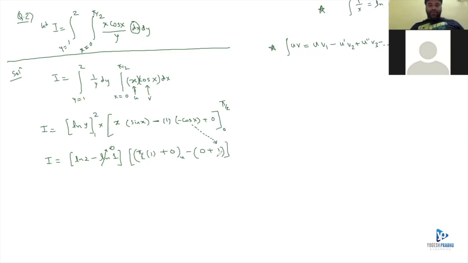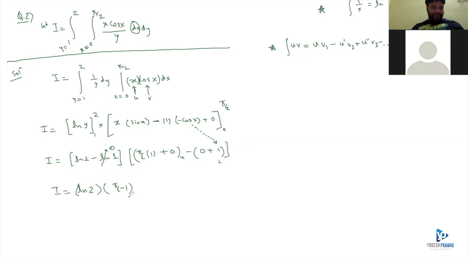So now what happens? Let's write down the final answer. This is I equals ln 2 times pi over 2 minus 1. Perfect. Are we correct with the answer? Pi over 2. Yeah, that's correct.